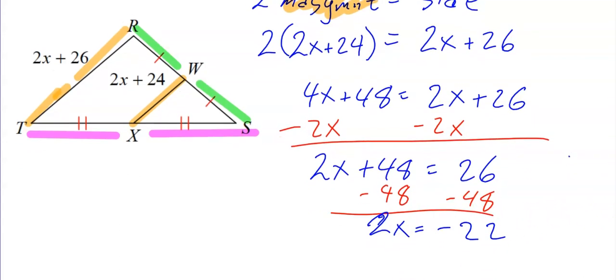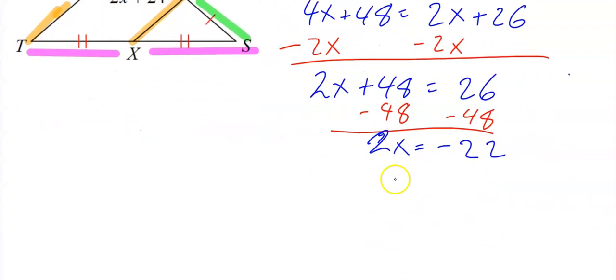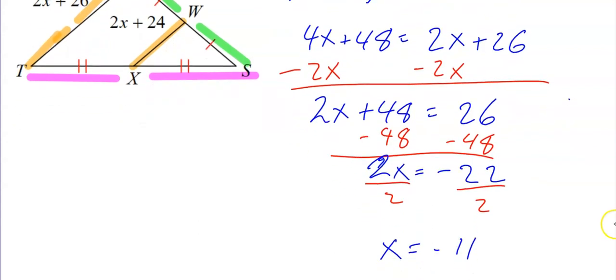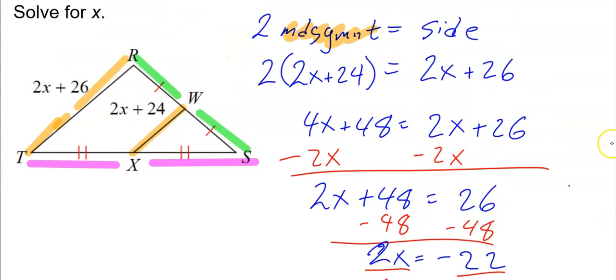Divide both sides by 2, and we get x equals negative 11. It is okay if x is negative, because when we plug back in, 2 times negative 11 is negative 22, plus 26 gives me a positive 4. So x being negative is okay.